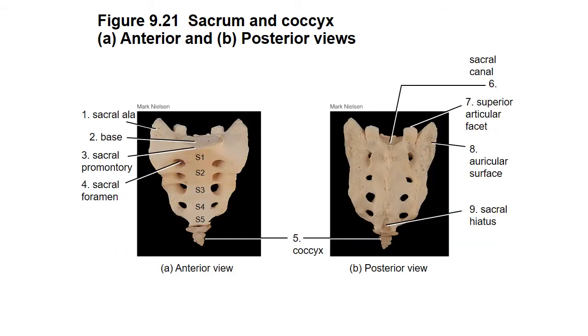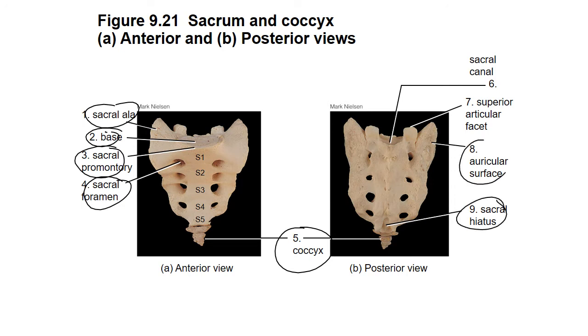So here's actual bones showing the same thing. Here's the base, the sacral promontory, the sacral foramen, the coccyx, sacral hiatus, auricular surface, superior articular facet where the L5, the 5th lumbar vertebra, sits on top of the sacrum and articulates with it there. And the sacral canal goes right down the middle of this, allowing the last of the nerve fibers to come on out.